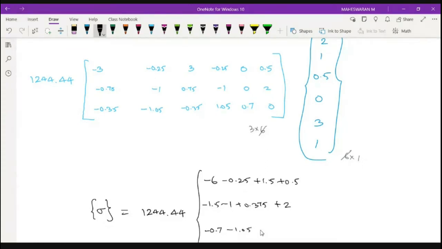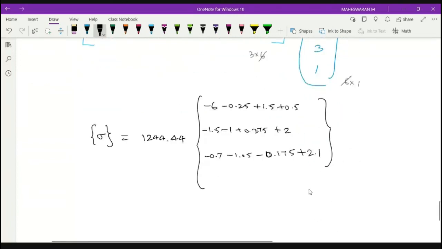So minus 1.05. So 0.35 into 0.5, we are getting minus 0.175. This is 0, and 0.7 into 3, you are getting 2.1. So plus 2.1. And the last one is 0. So this is my matrix.